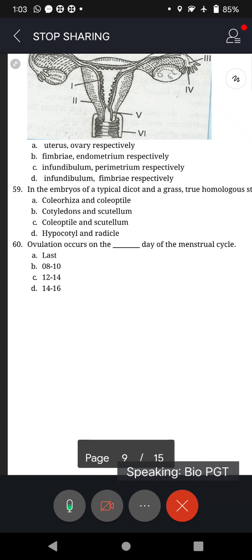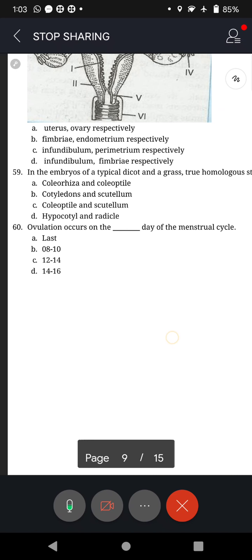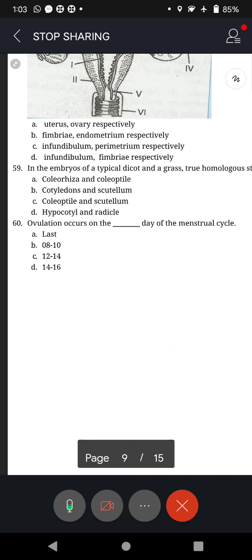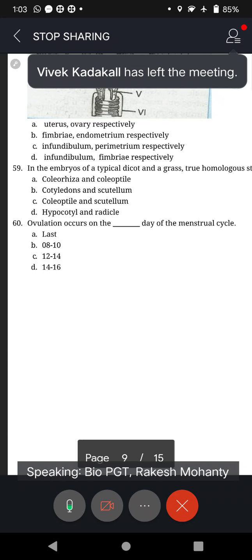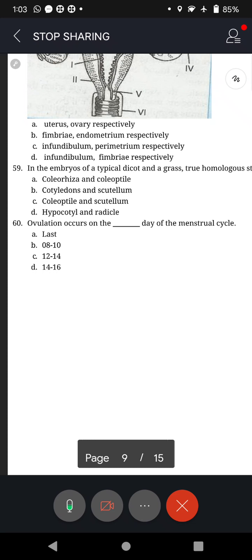So finally, we come to the last one. Ovulation occurs on the dash day of menstrual cycle. Now again here, which one? Option D, 14, 15, 16. But of course, Kadkol knows, since he has come back. The moment we are talking of ovulation, Kadkol is back.